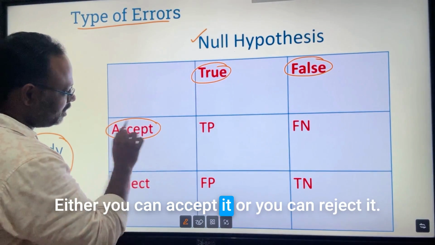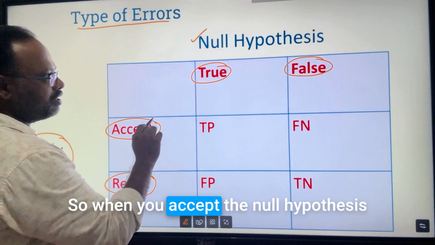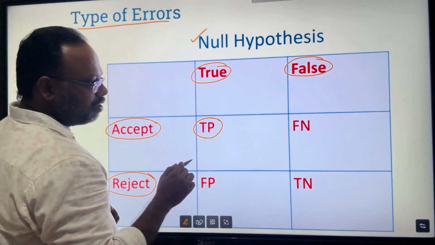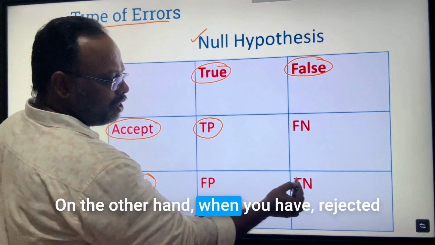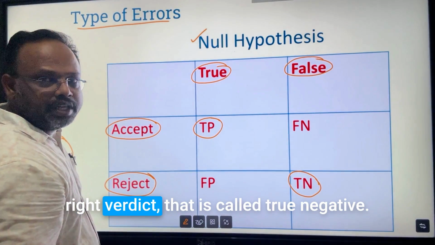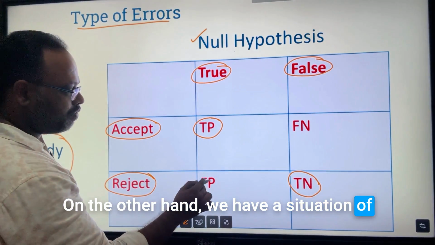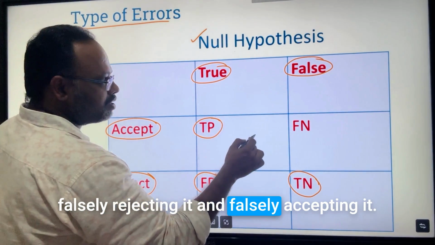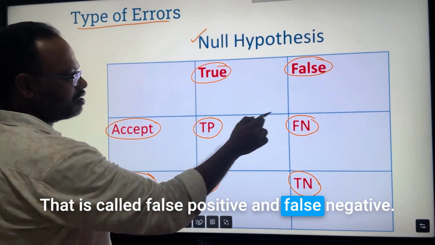Either you can accept it or you can reject it. So when you accept the null hypothesis when it is true, that is a true positive, which means that it is a correct verdict. On the other hand, when you have rejected the null hypothesis when it is false, that is also the right verdict, that is called a true negative. On the other hand, we have a situation of falsely rejecting it and falsely accepting it, that is called a false positive and false negative.